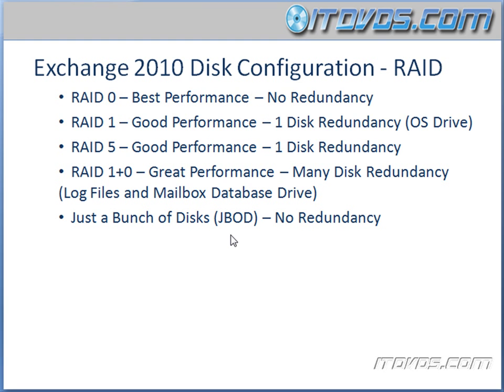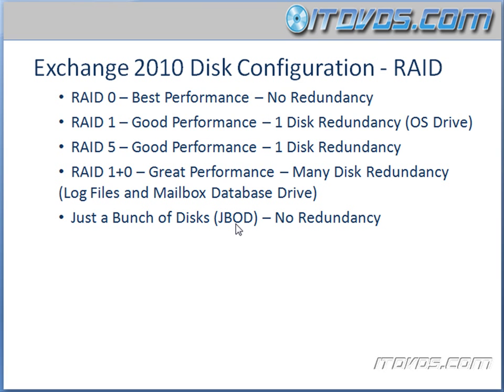We would only use this in a situation where we have redundancy in our systems. So, for example, let's say you have a bunch of web servers in a load-balanced pool. You don't care if you lose one web server. So in that case, you might use JBOD.